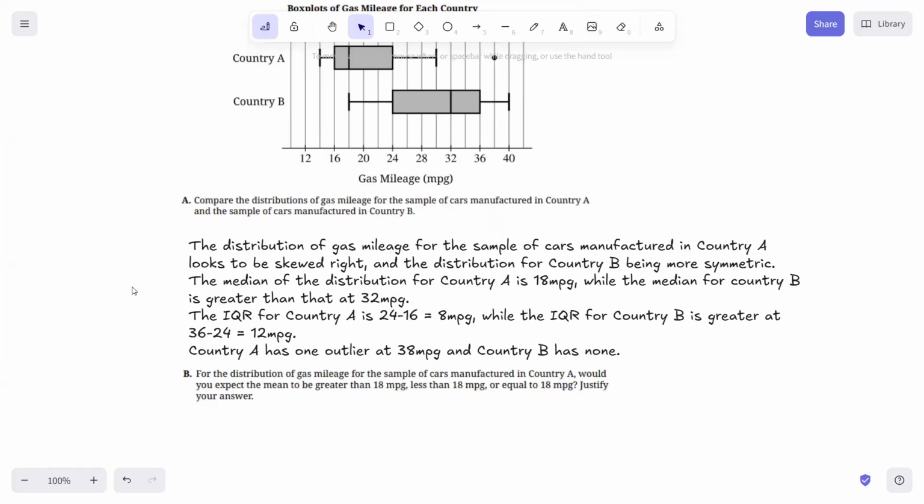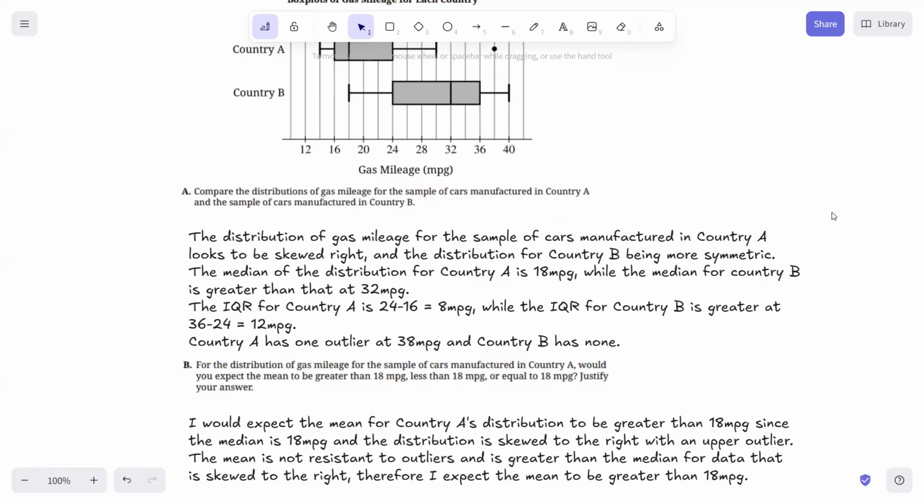Let's look at part B. For the distribution of gas mileage for the sample of cars manufactured in country A, would you expect the mean to be greater than 18, less than, or equal to 18? Justify your answer. So this is a conceptual question, no calculations. So here's what we would get.